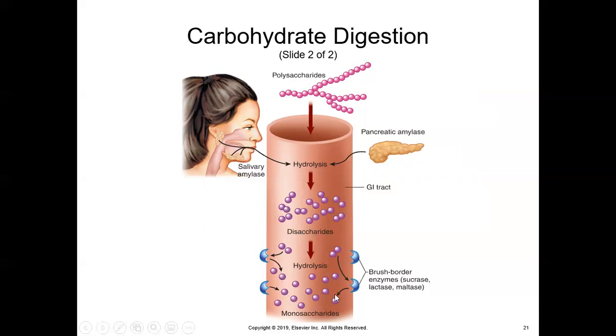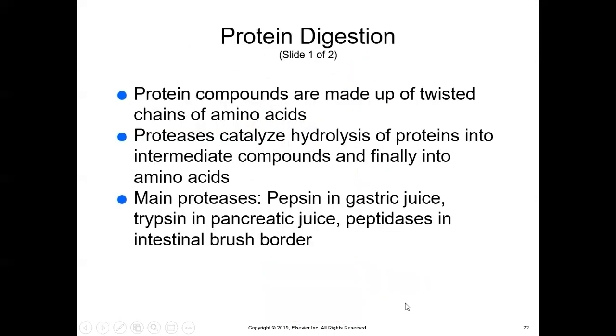The enzymes utilized here are sucrase, lactase, and maltase. This part of the hollow tube is in the duodenum, where you break down into the monosaccharides. Some of these disaccharides are acted on by the enzymes sucrase, lactase, and maltase, and broken down to the monosaccharides, monosaccharide being glucose. Very good. So that was carbohydrate digestion.